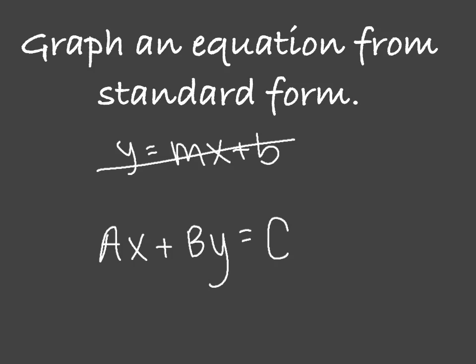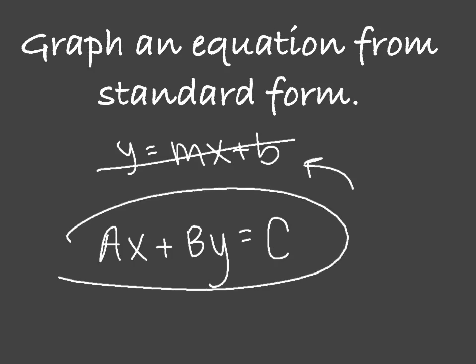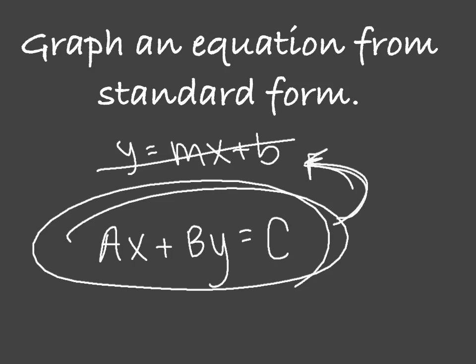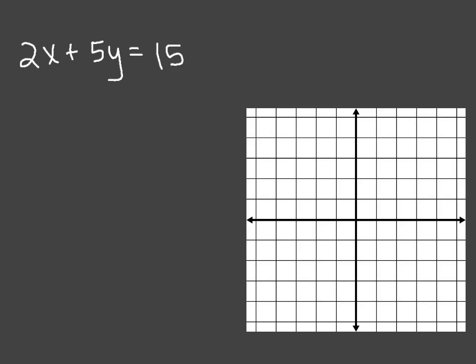Now, since we already know how to graph an equation that's in slope-intercept form, one strategy to help us graph a standard form equation is to take it and change it into a slope-intercept form equation. So let's look at our example. 2x plus 5y equals 15. This equation is in standard form because the x and the y are both before the equal sign.